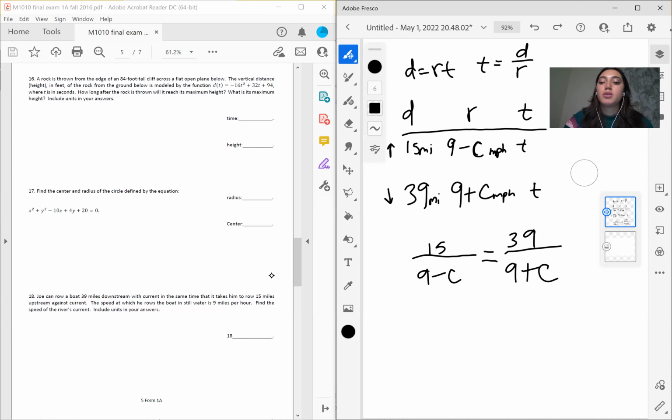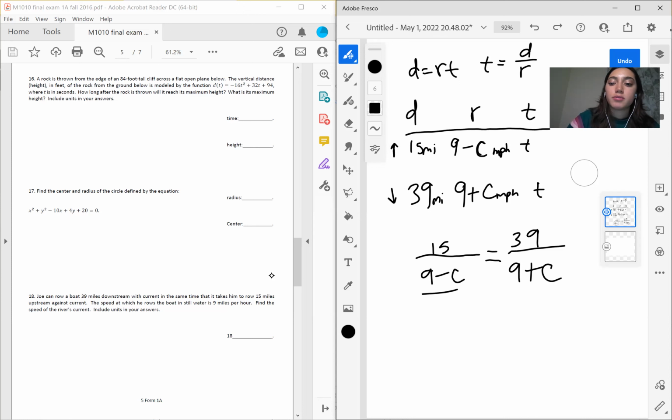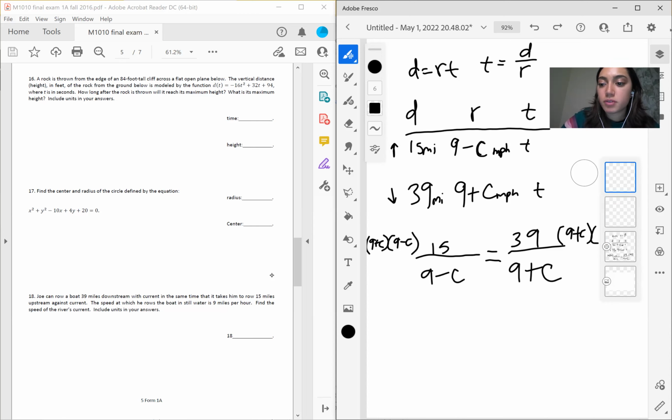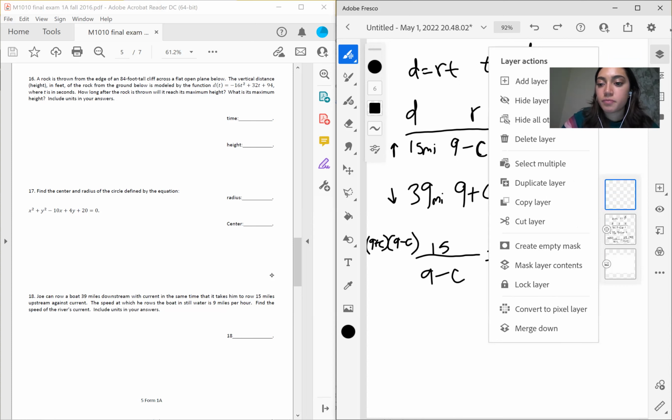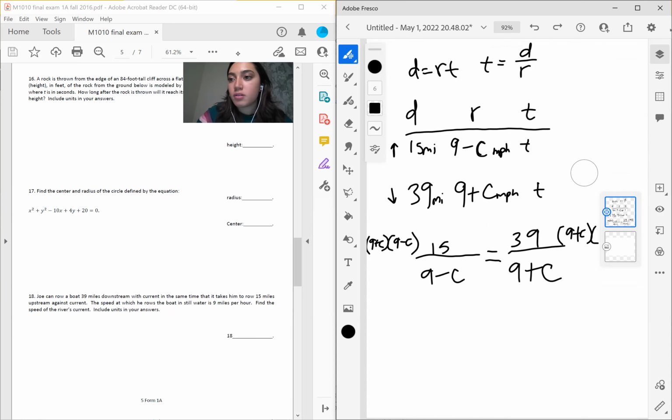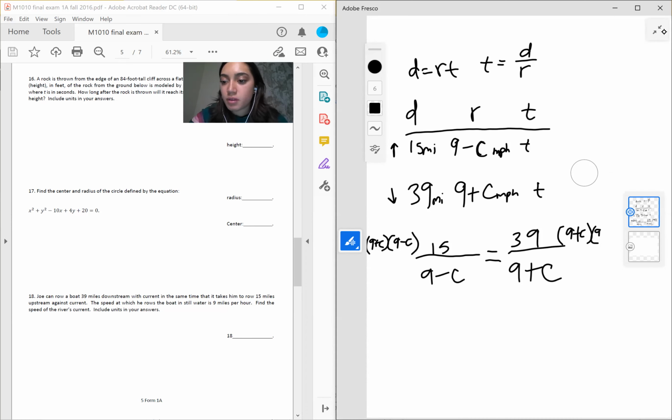All right. Now we need to multiply by the LCD, or the least common denominator. And in this case, the least common denominator is this and this. So over on this side, what is missing is the 9 plus c, and on this side, what's missing is the 9 minus c. So what we do is we multiply by the LCD. So 9 plus c, 9 minus c on both sides. Okay, and now some of these terms can cancel out.